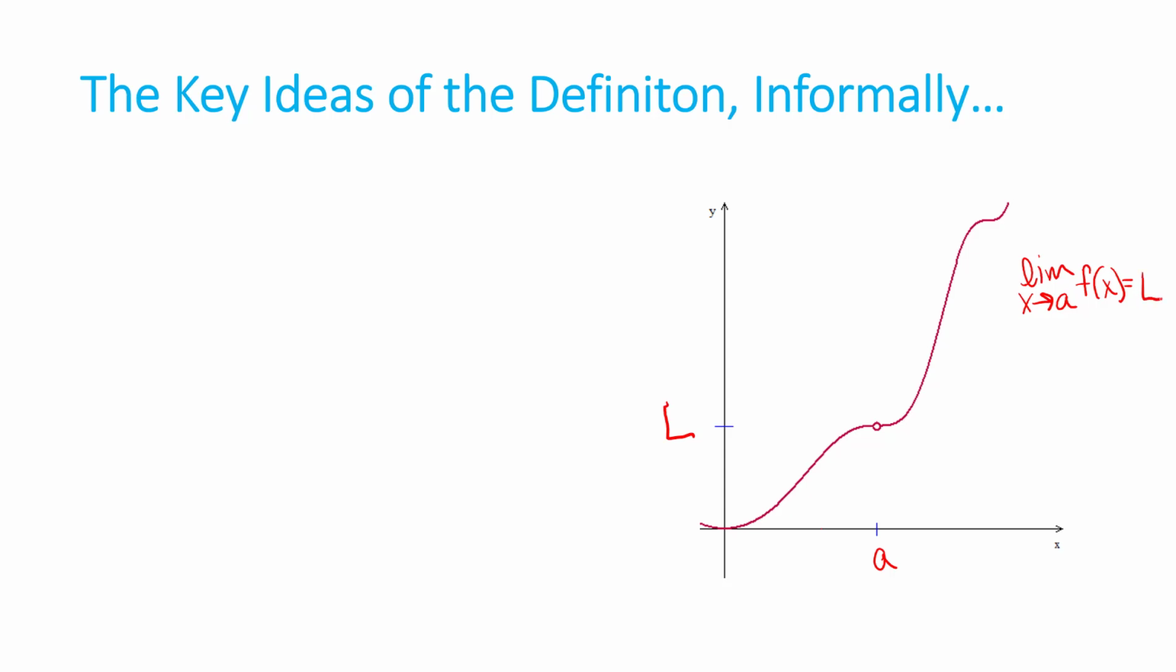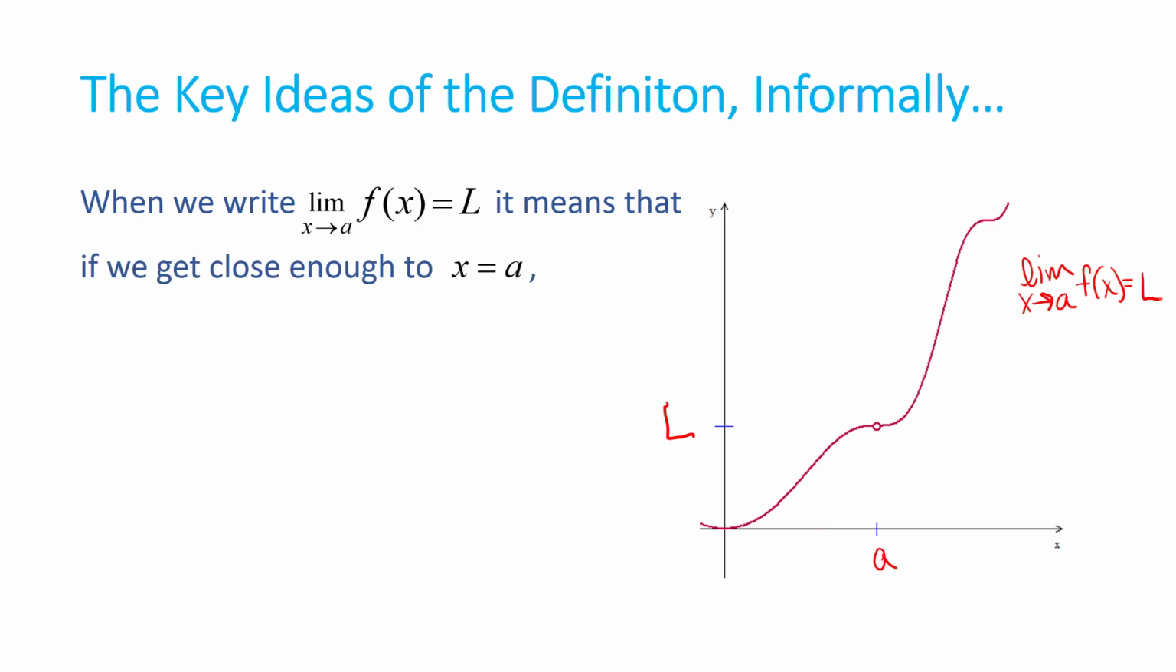You might notice that there's not actually a point on this graph at a comma L. There could be a point there, but I just left it as an open circle to indicate that there doesn't have to be a point there at x equals a. Alright, so on the definition, when we write the limit as x approaches a of f of x equals L, it means that if we get close enough to x equals a, but not at x equals a. So we're going to indicate that here on the picture a little bit. So that would indicate some distance around x equals a.